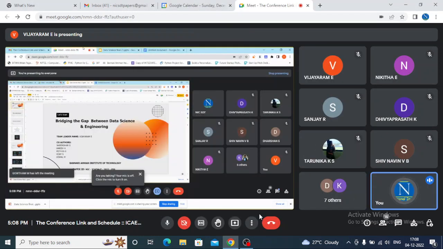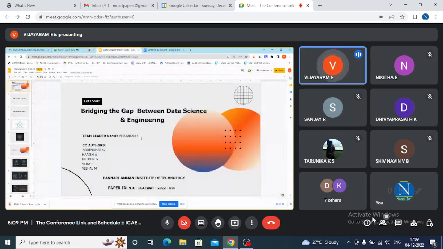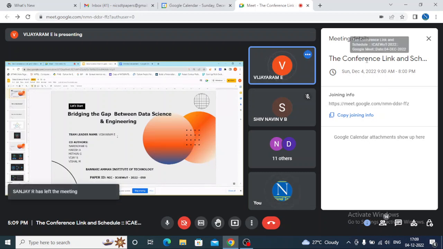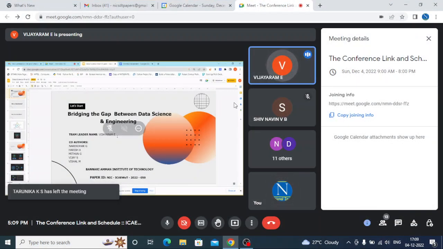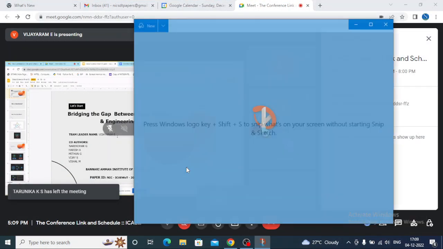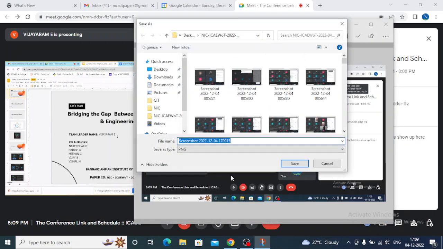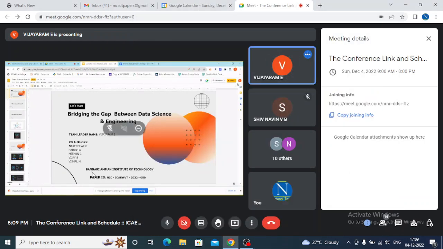Let's continue our presentation. Warm greetings to the panel of judges present here. I am Vijayaram. I am Vishal. We are going to present the topic bridging the gap between data science and engineering. Our co-authors are Narendra, Harish, Mithun, Vijayas and Vishal. We are from Banariam Institute of Technology and our paper ID is 050.